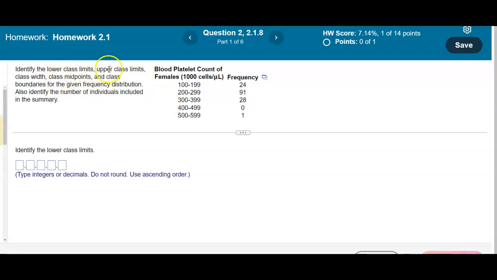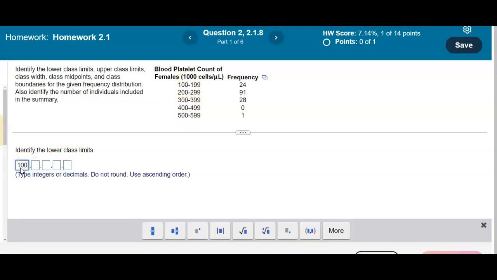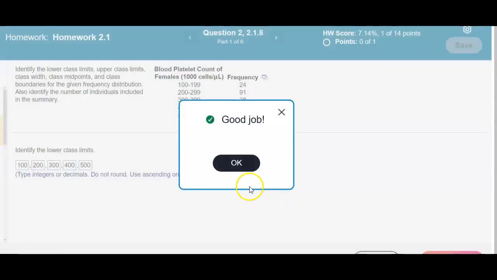Identify the lower class limits, upper class limits, class width, class midpoints, and class boundaries for the given frequency distribution, and also identify the number of individuals included in the summary. Now the lower class limits are going to be the lower limit of each class. We have 5 classes, and the lower limits are the ones to the left here. So we have 100, 200, 300, 400, 500. Those are our lower class limits.